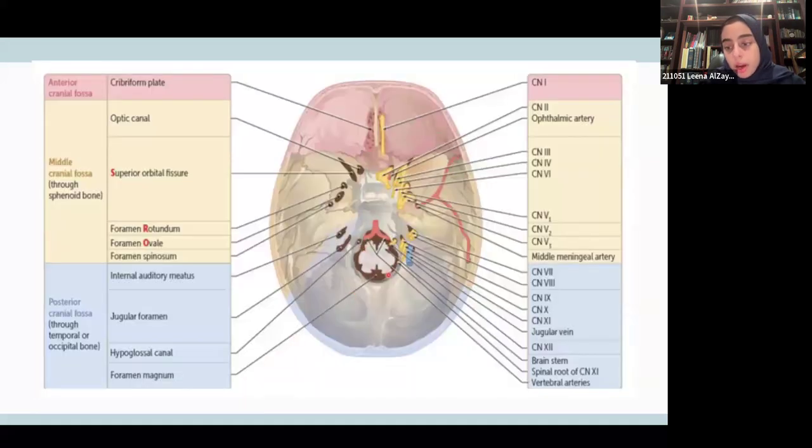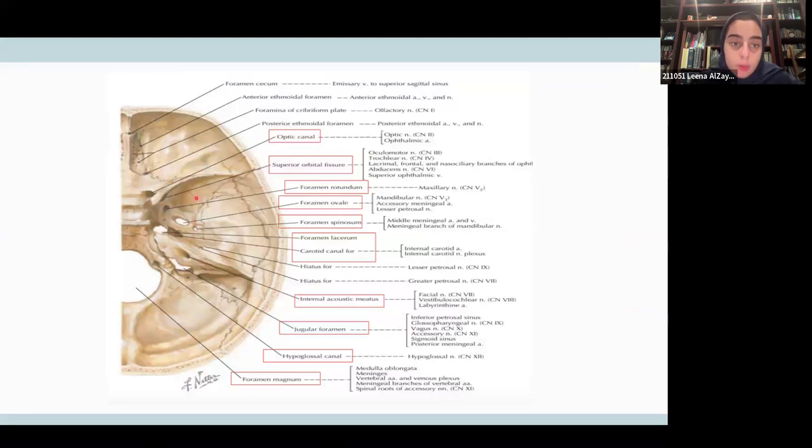Then you have foramen magnum for the brainstem, the spinal root of cranial nerve number 11, and vertebral artery. I don't know if you guys remember, but 11 had a cranial and a spinal branch. And the spinal branch comes out of the foramen magnum. And we have vertebral arteries. Okay, we're gonna revise this again in this diagram.